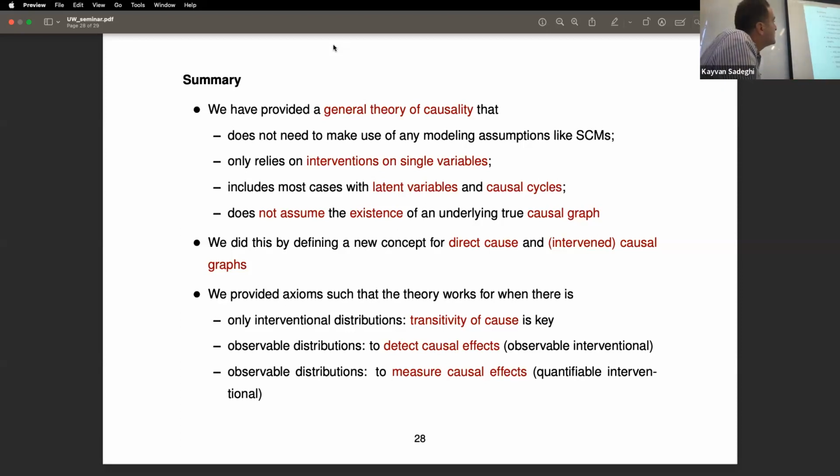So we did this by defining a new concept for direct cause and also intervened causal graphs. And then we provided some axioms. When you have only interventional distributions, we show that transitivity of cause is key for the theory to work. When you have observational distributions, in order to detect causal effects, you need this observable interventional axiom. If you want to measure causal effects, you need something more specialized, which is this quantifiable interventional, which actually implies observable.